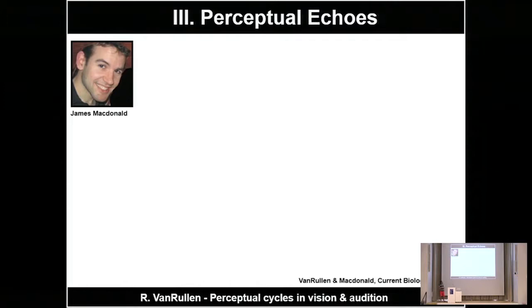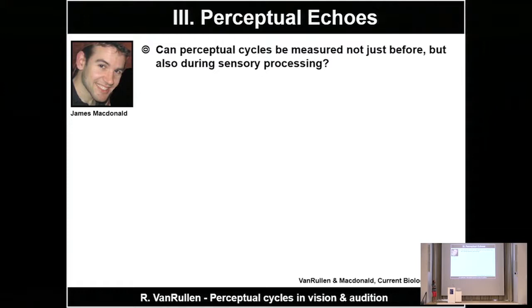Okay, let me tell you about the last paradigm I wanted to mention. The question we wanted to ask here is, can these perceptual cycles be measured just before the stimulus onset, like I was showing just before, or could we also see these cycles or a signature of these cycles after stimulus onset, during sensory processing? And the problem is, after stimulus onset, we can't just compare phases, because there is a strong reset due to the stimulus onset caused by the visual evoked potential, and all the phases look more or less the same, right? So we have to find a new method for this.